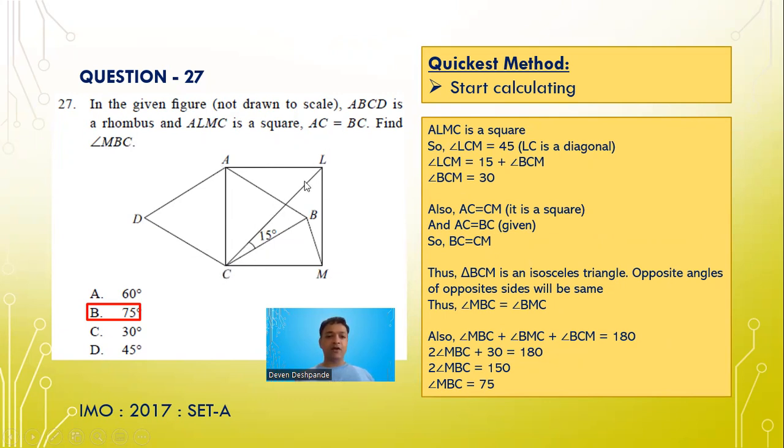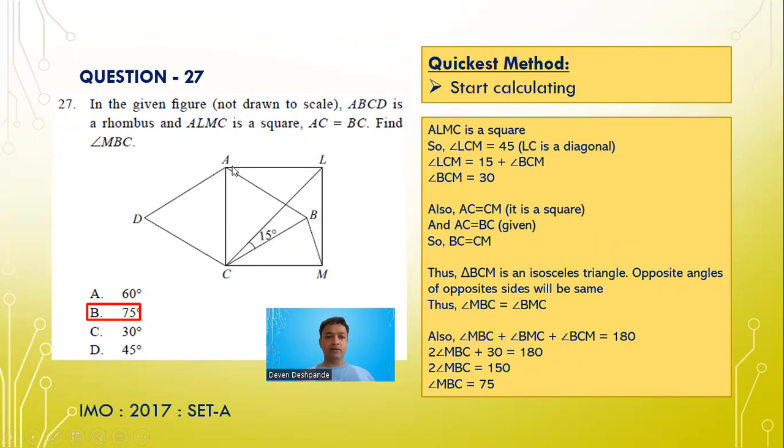Angle LCM is half of 90, because angle ACM is 90, and because LC is the diagonal, angle LCM is half of 90. So this whole angle is 45, isn't it? So if this whole angle is 45, then what is angle BCM? BCM is 45 minus 15, so this angle is 30. Angle BCM is 30. Also AC is equal to CM, isn't it?